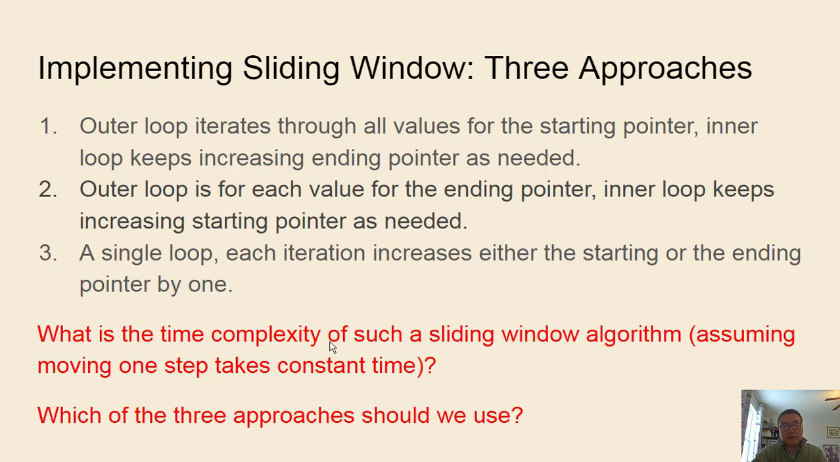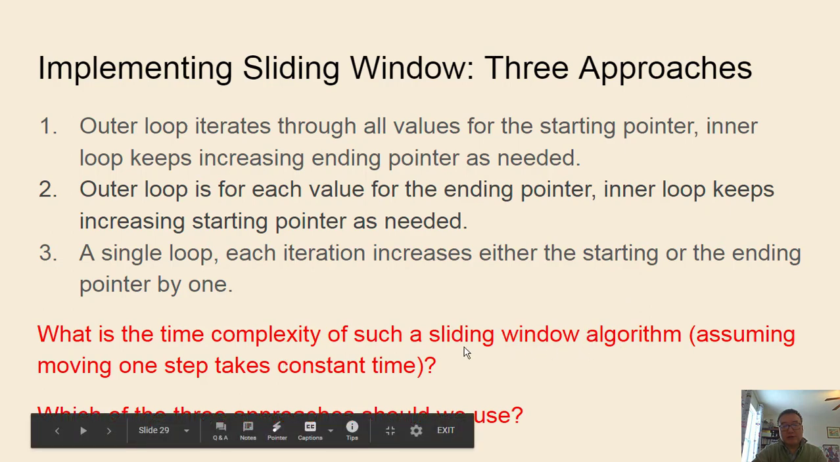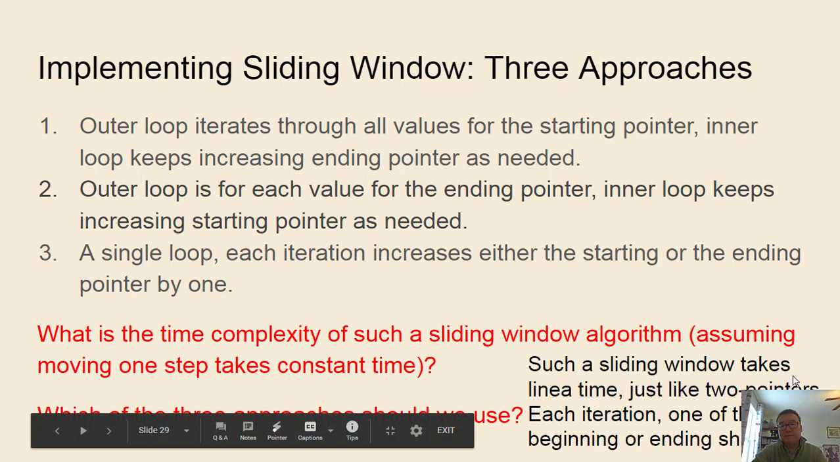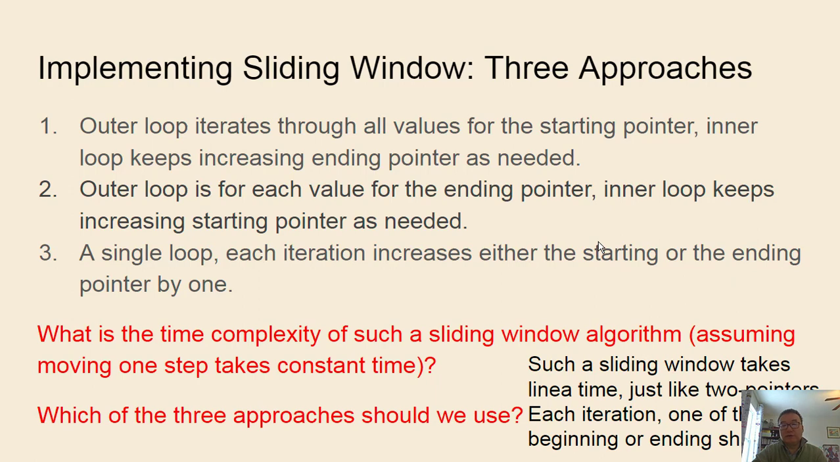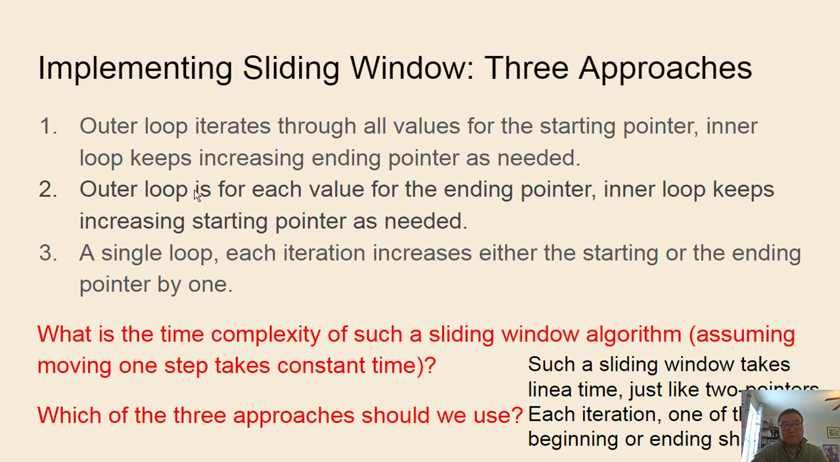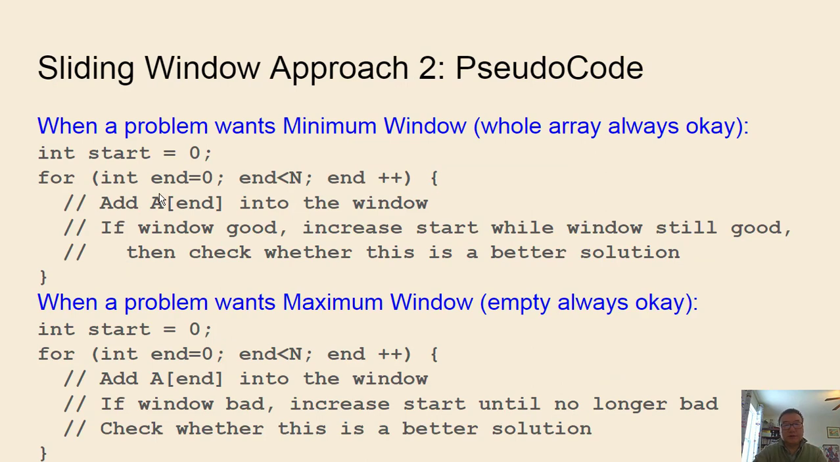And we talk about the time complexity. If one step takes constant time, then the complexity is linear time, just like two pointers, because every iteration will be moving one end of the window by one. And the version that I find easiest to code is number 2. Our outer loop loops through the end pointer. For some reason, it makes the code easier to write.